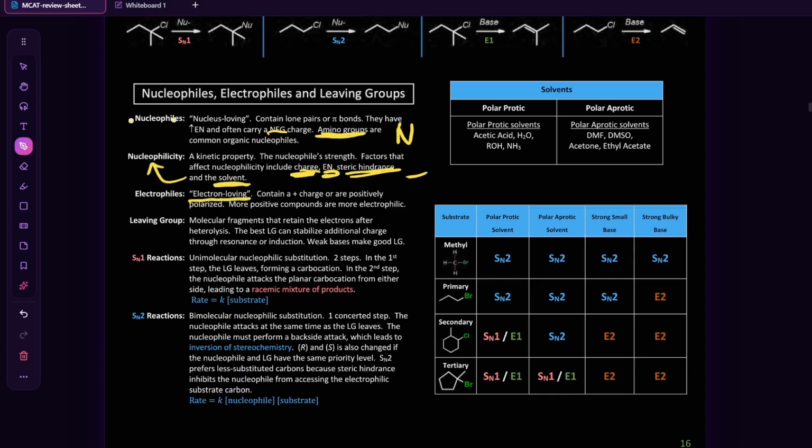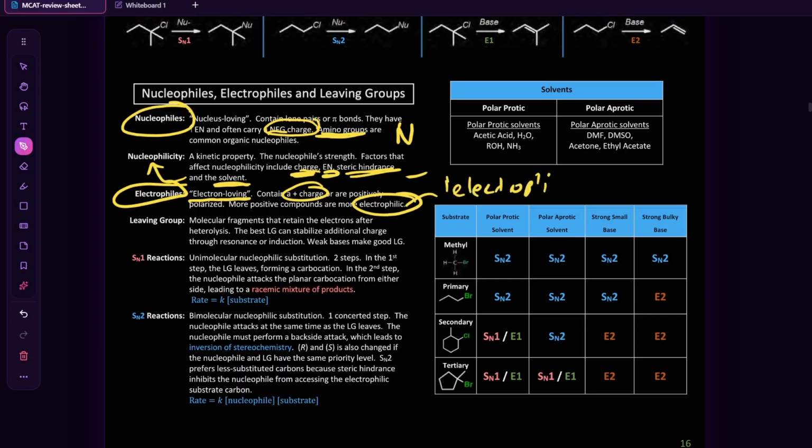Electrophiles are electron-loving. So nucleophiles and electrophiles are different. Electrophiles contain a positive charge. Remember, nucleophiles often carry a negative charge, while electrophiles are positively polarized, and more positive compounds are more electrophilic. So they have more electrophilicity. You can have nucleophilicity for nucleophiles and electrophilicity for electrophiles. So how electrophilic are you?